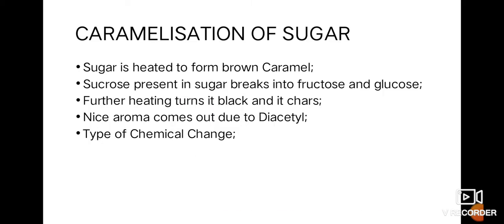Now, coming down to caramelization of sugar. This is a process in which sugar is initially heated to a brown color that will result in the formation of caramel, having a butterscotch smell. Sugar contains sucrose, so when we are heating it, it's going to change into fructose and glucose. As you keep on heating the sugar further, glucose and fructose will undergo further decomposition that will result in the formation of a black colored compound that is going to char.